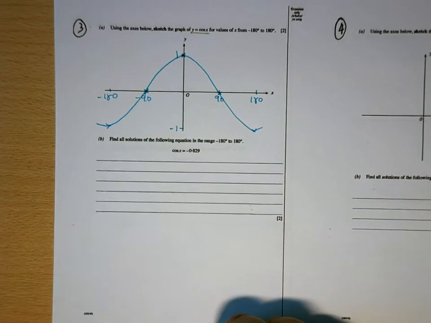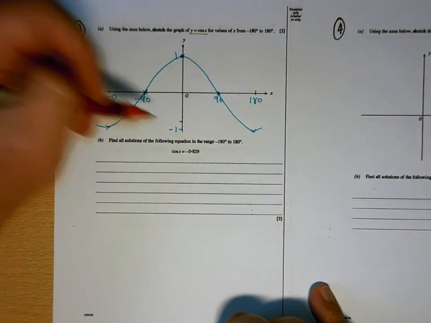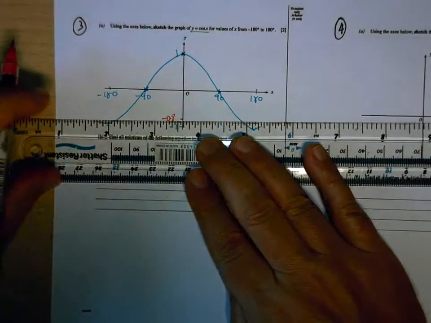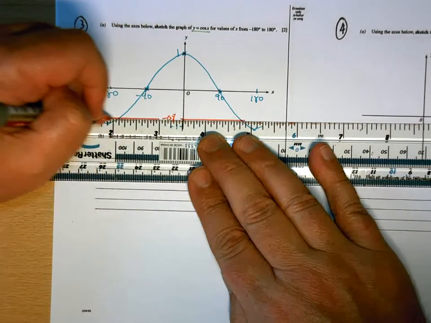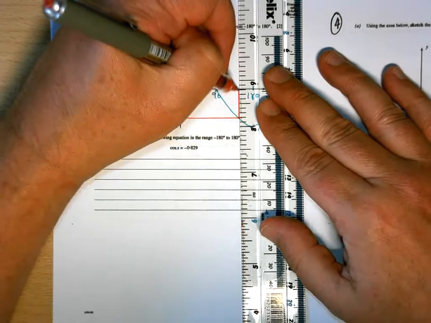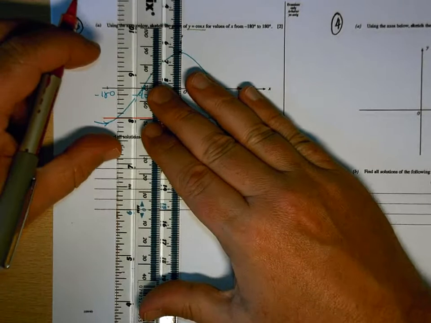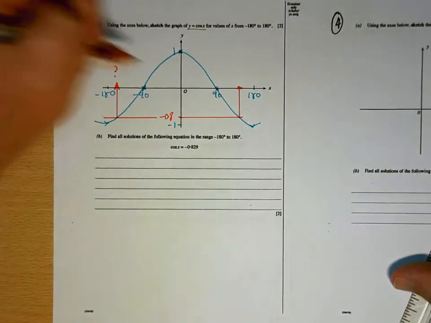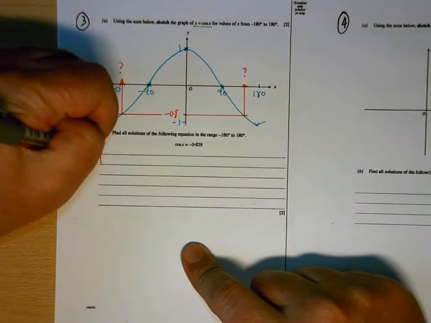Find all the solutions for minus 0.8. So minus 0.8 is going to be down there somewhere. So get your graph, your ruler, draw a line across the graph, and you will see that there's going to be one answer over here that I need, and there's going to be one answer over here that I need. Your calculator will give you one of them. You then use the symmetry to work out the other.